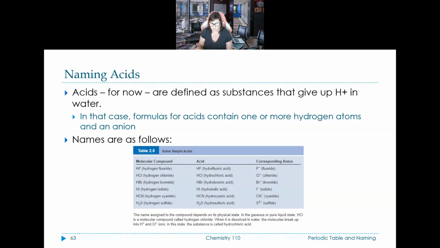If I say hydrobromic acid, you should know that that's HBr. You should know that the ion is Br minus. Okay? These ones I expect you to know. Some reference acids, some other things that we talk about.